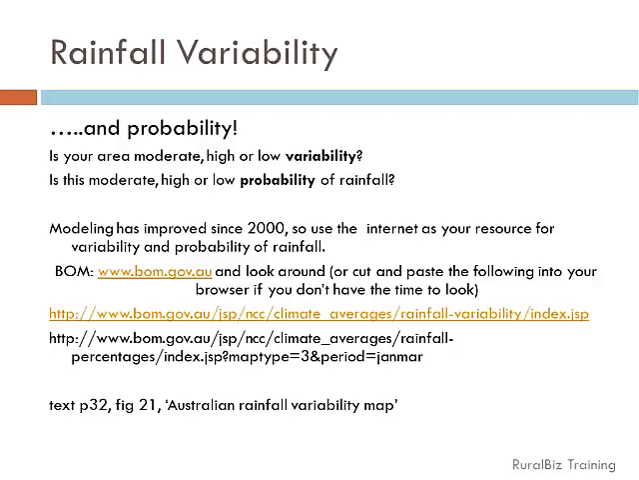Is your area in that moderate, high or low variability area? Is this moderate, high or low probability of rainfall? The two terms are similar but not quite the same. Now, modelling has improved since 2000, so go to the internet for your resource on variability and probability. There's quite a good picture on page 32 that'll give you Australian rainfall variability, but if you go to the Bureau site, you'll find some much more in-depth detail on variability and probability.